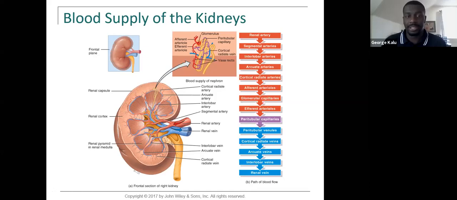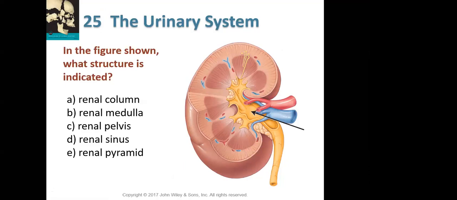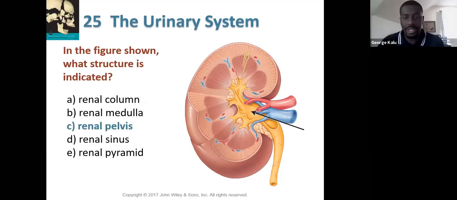Okay. A question here. In the figure shown, what structure is indicated? Is this the renal column, the renal medulla, the renal pelvis, renal sinus, or the renal pyramid? C. Is it the renal pelvis? Yes, this is the renal pelvis. Right. So the renal pelvis is going to be the location where all the urine is eventually going to converge into and then eventually exit out through the ureters.